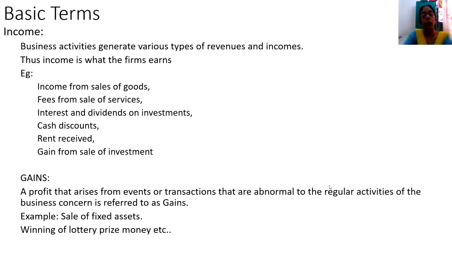Now here, during the course of the business activities, we generate certain revenues and incomes. When the business activities are conducted and returns are being made, we call it sales or the revenue from operations. We have seen that sales indicate the revenue from operations. The revenue from operations is understood to be the income. That is what the firm earns.